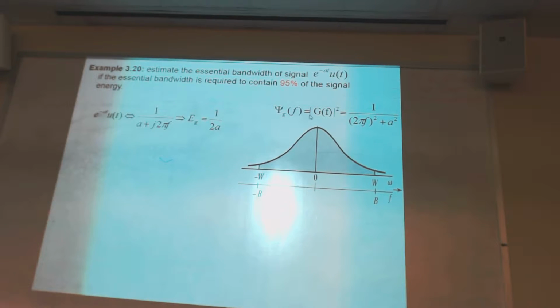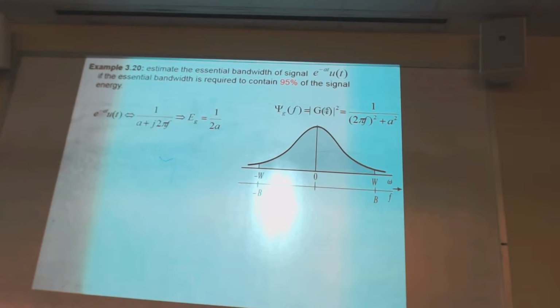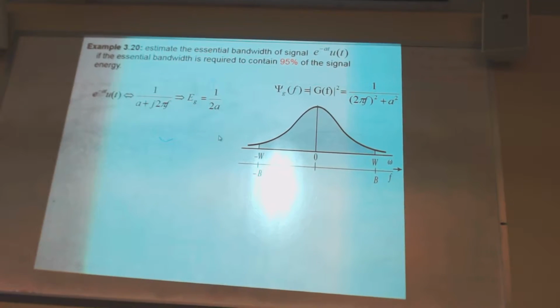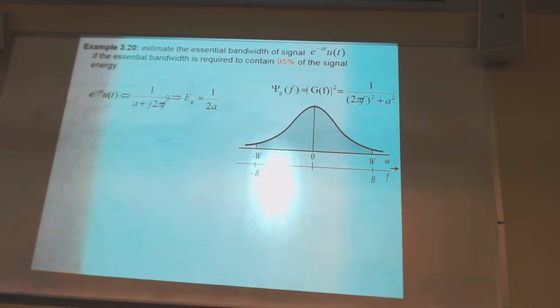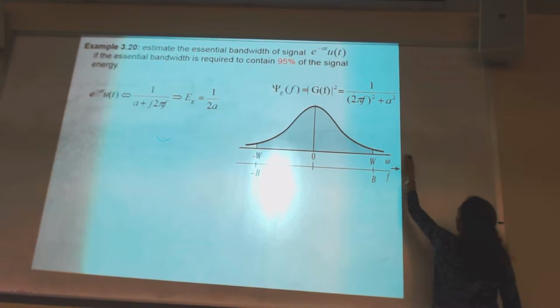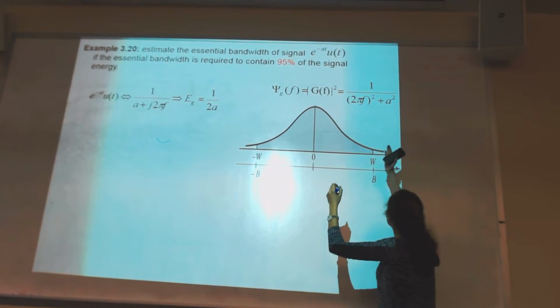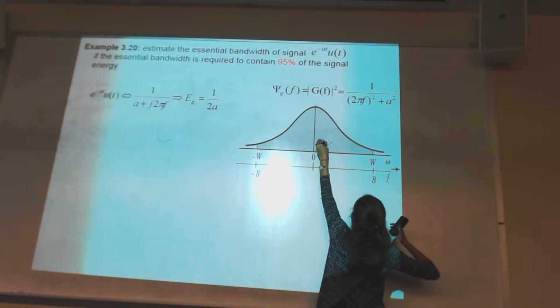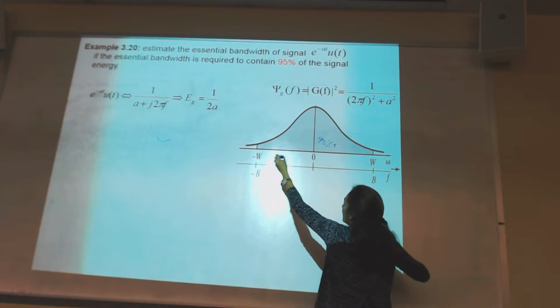For that, calculate the energy spectral density, or magnitude of G(f) squared. Very simple. We know the magnitude of G(f) squared, we just calculated that. If you plot it, it's going to look like this. Now what should I do? Again, the bandwidth is infinity, so you want to cut it such that this is 95% of the total energy.